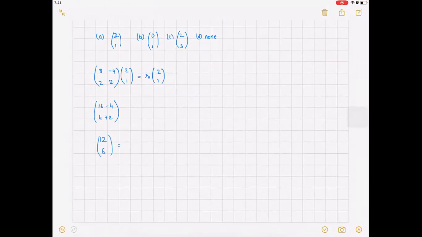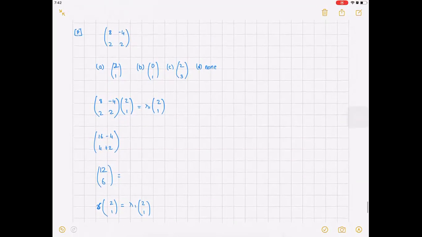Which is equal to 2 times of 6. If I take 6 as a common multiple, 2 and 1, which is equal to lambda times 2 and 1. So I can write it like this. When we see problems like this, we can say it directly. And therefore choice A is the answer for the given problem.